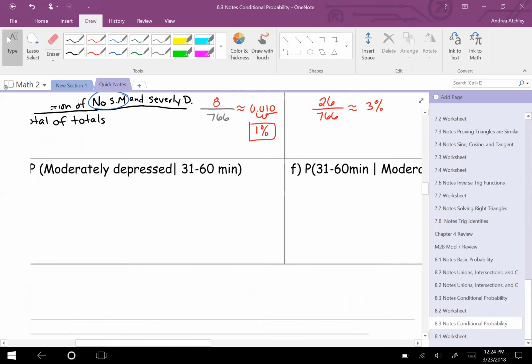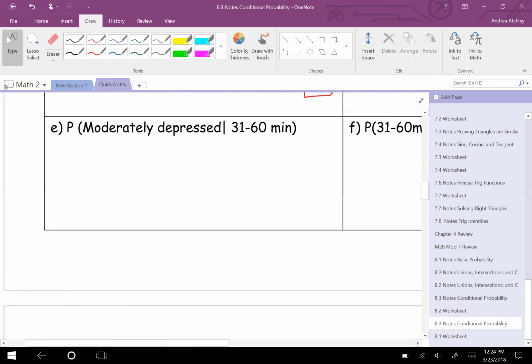Okay, now this is the new conditional statement. It says the probability of moderately depressed given we've picked somebody from the 31 to 60 minute of social media. Okay, so the second thing, this right here, needs to go on the bottom.